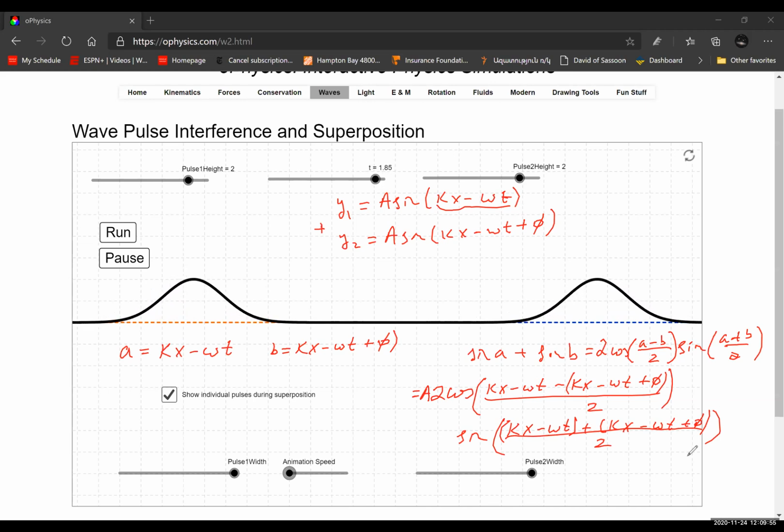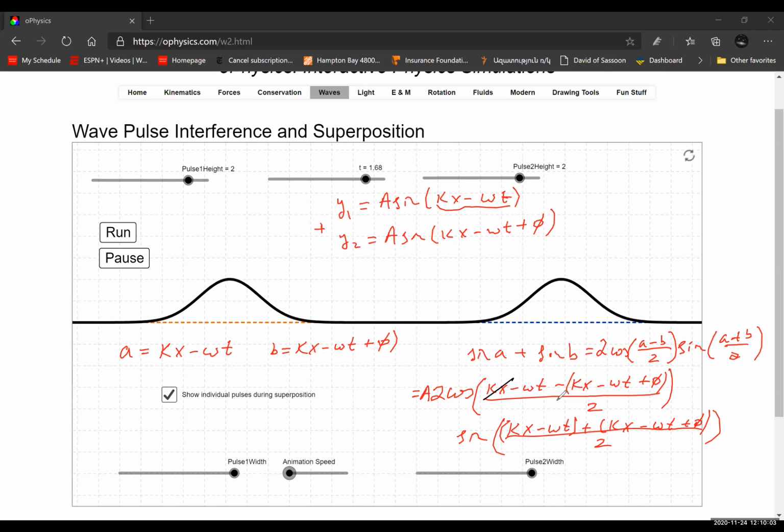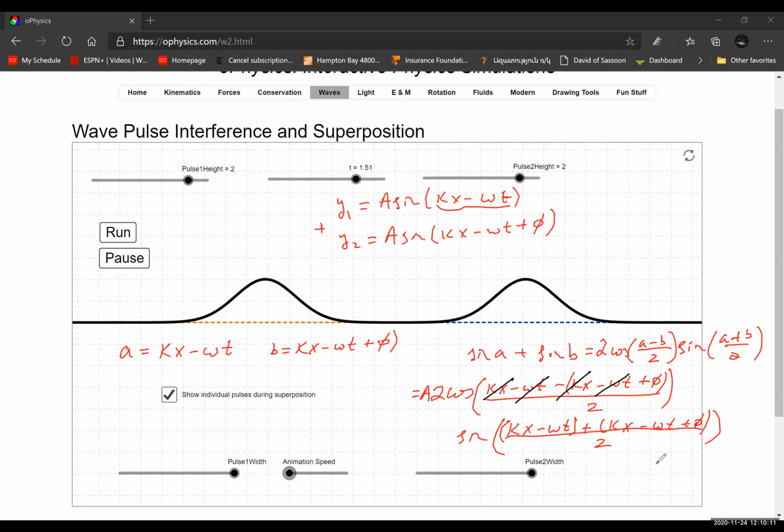All right. So from here, what we will see basically is this. In the first one, kx and kx are going to cancel each other. Omega t and omega t are going to cancel each other. The only thing surviving is phi. For the second, in the sine argument, but by the way, these are multiplied, so I didn't have room. So there's a kx plus another kx.